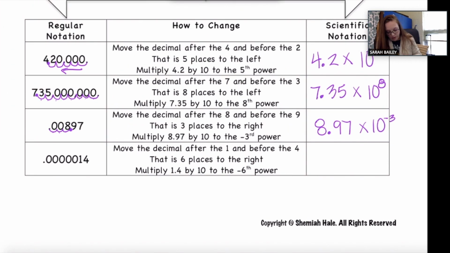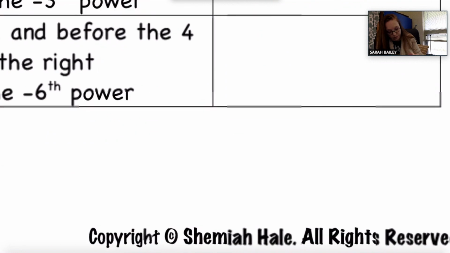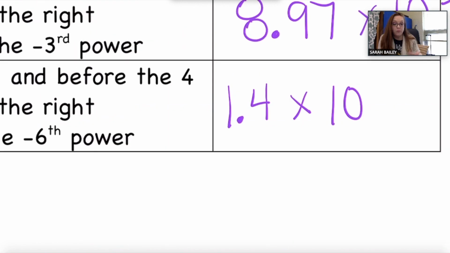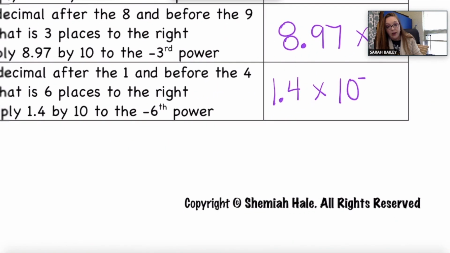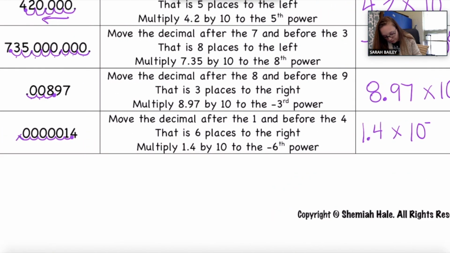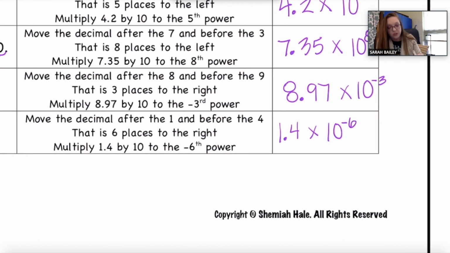Okay, we're going to do one more. So I'm going to take my decimal point and move it until I get a number between 1 and 10, which means it's going to be between the 1 and the 4. So I'm going to write the number 1.4 times 10. Since I had to move my decimal point to the right, it's going to be a negative exponent. And I had to move it, let's count, 1, 2, 3, 4, 5, 6 times. So it's 1.4 times 10 to the negative 6th power.